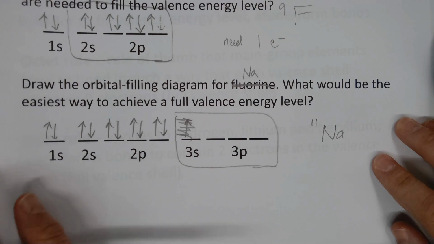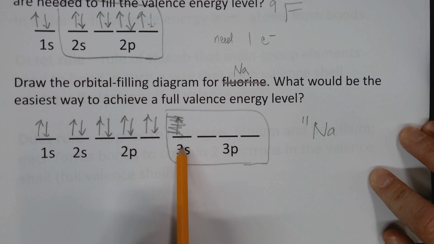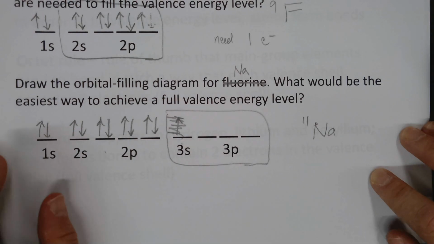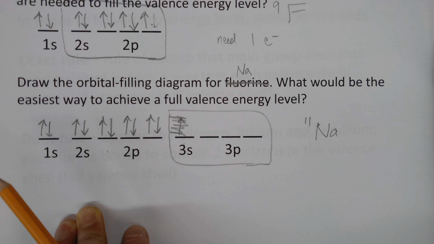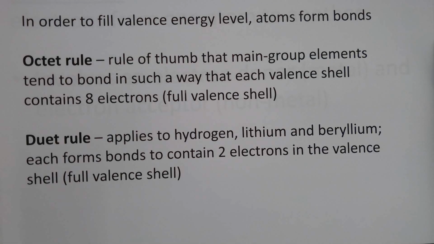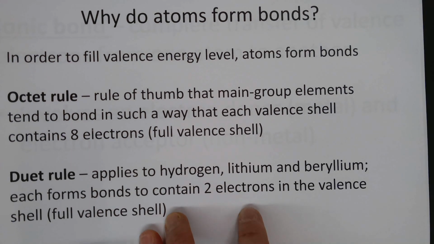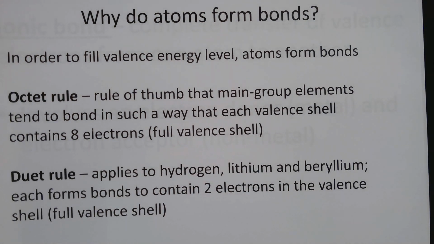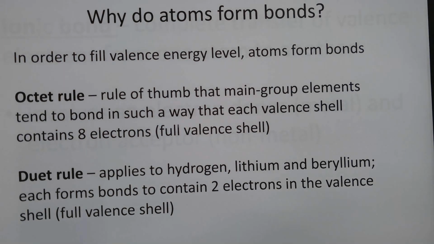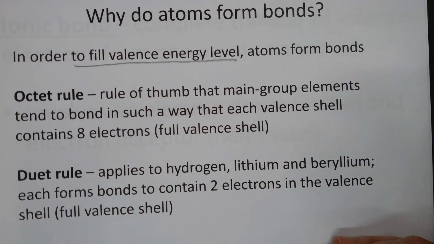So one of the strategies that these atoms can use is they can dump or give away a valence electron in order to get a full valence shell in the energy level below. So again, looking at this idea, why do atoms form bonds? Atoms form bonds to fill their valence energy level with electrons.